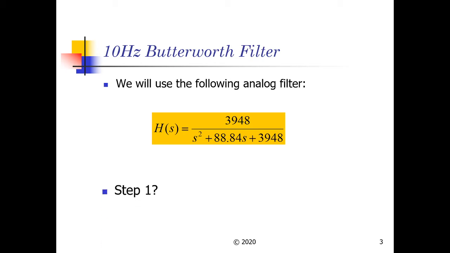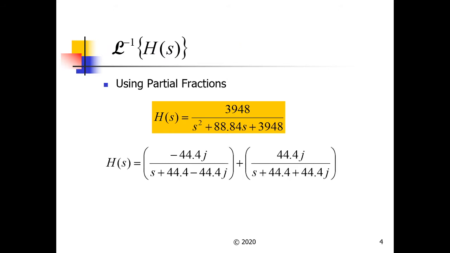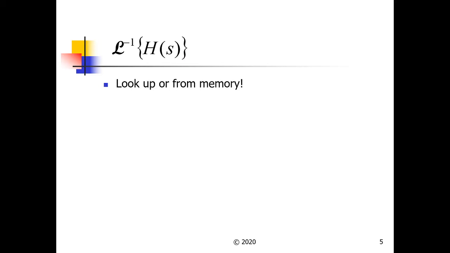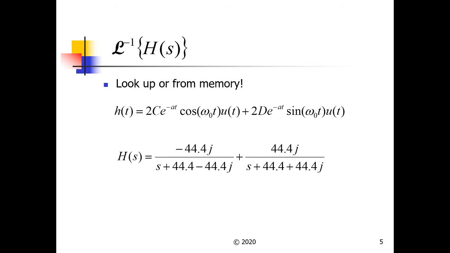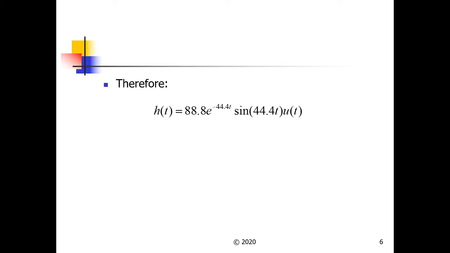Step 1 in doing this is that we need to find the inverse transform of H(s). Because this is an H(s) function in the Laplace domain, we basically use partial fractions and then we reform it and so forth, and then we can look it up from the Laplace table with the general form here, and we can do comparisons, and we can see c is going to be equal to 0, d is equal to 44.4, the same thing for omega naught and a, and we can get the inverse Laplace transform here to get it back in terms of continuous time h(t).